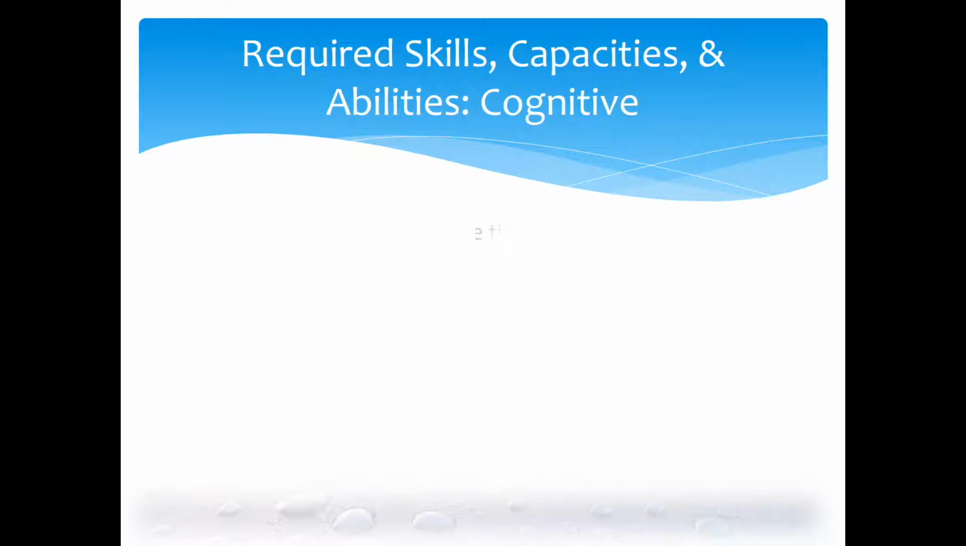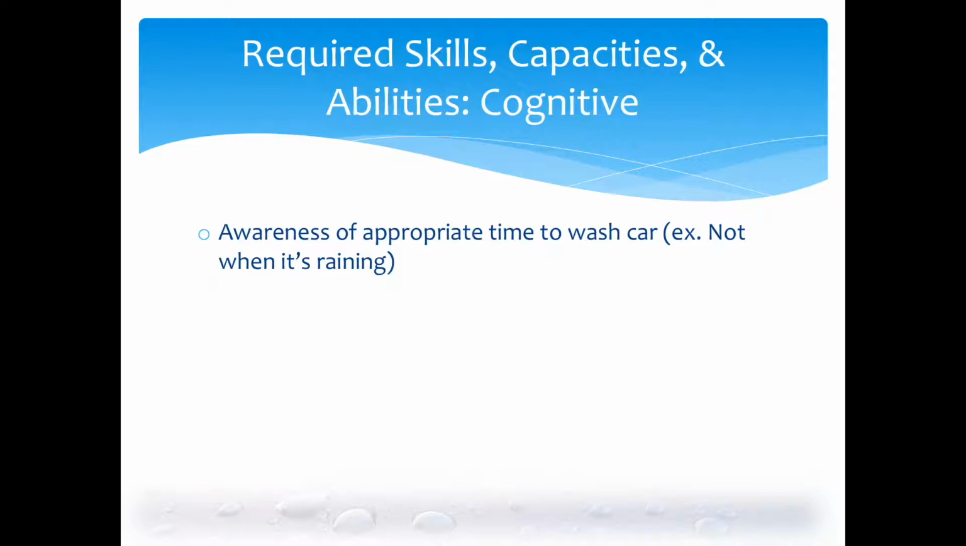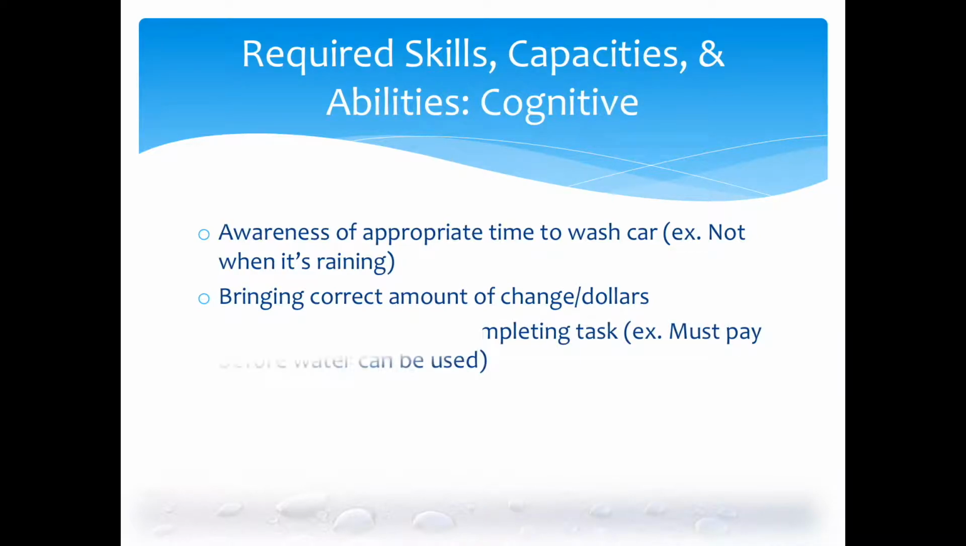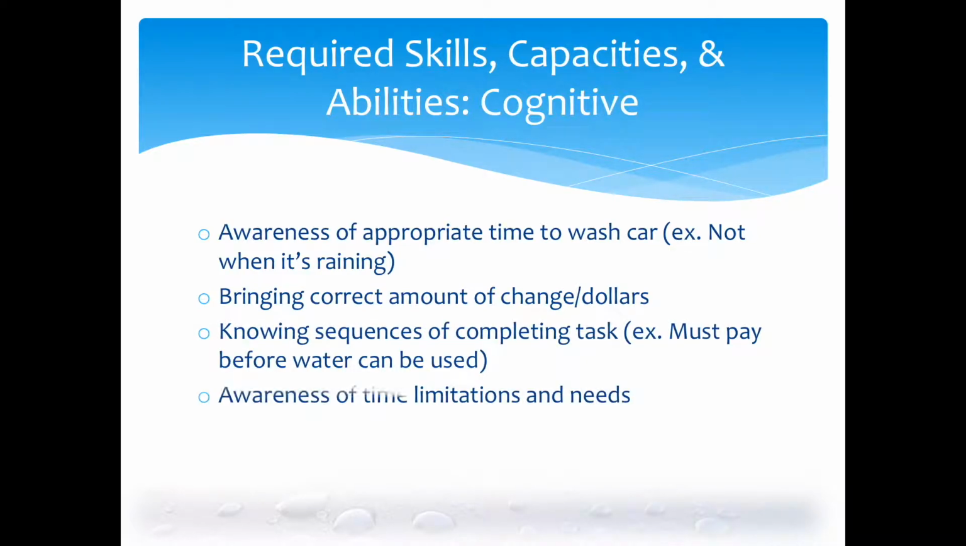Some more skills and abilities that we should be aware of, specifically from a cognitive standpoint, would be awareness of appropriate time to wash the car. For example, this would include not doing it when it's raining. It's also important to be aware of how much money you need to bring, the sequence of completing the task, awareness of time limitations, rolling your windows up, and problem solving if something isn't right. An example of this could be waiting in line until a wash bay opens, or troubleshooting if quarters are not being accepted into the machine.